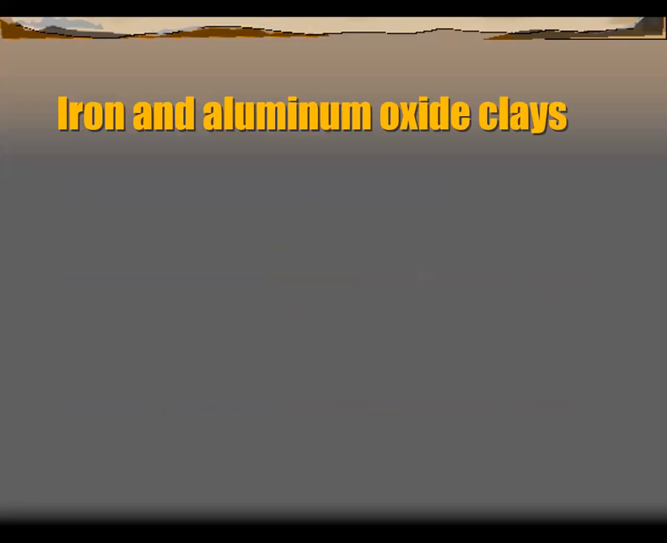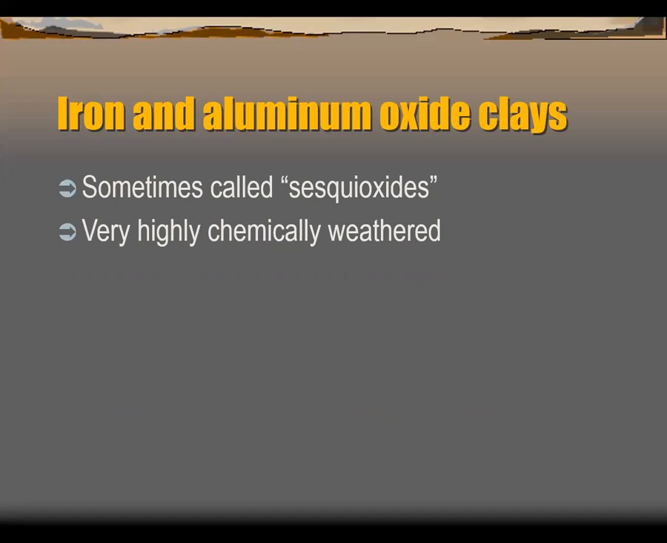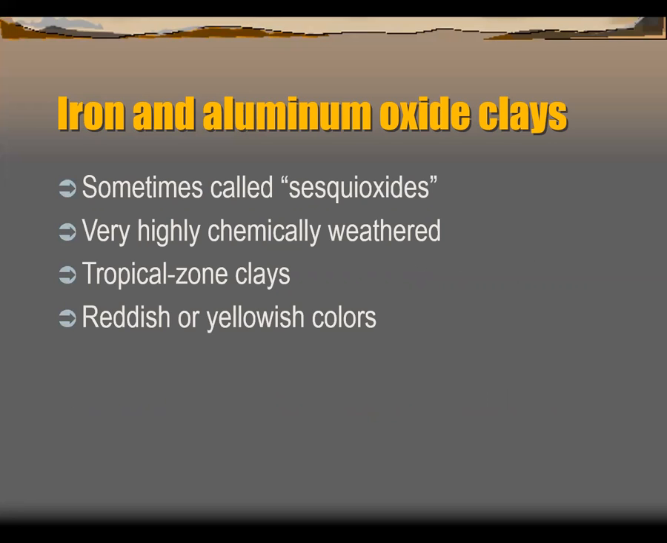Then you have the iron and aluminum oxides. As I said, these are highly weathered clays. Sometimes these are known by the term sesquioxides. These tend to be found in tropical areas. They're red or yellow in color. They're not a particularly fertile soil. They don't hold nutrients well.